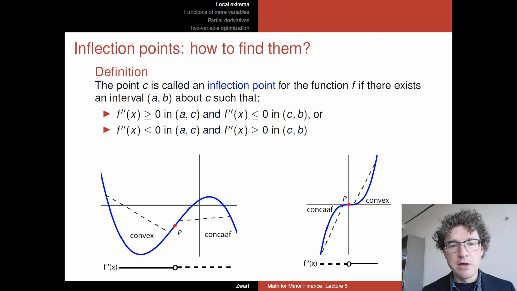So how would we find those? Well, an inflection point is the point at which the function changes from convex into concave or vice versa. So basically, what does this mean? It tells us it's the point at which the second derivative changes from plus to minus, like here, or from minus to plus, like here. So the point at which the second derivative is zero, and indeed the sign of the second derivative changes, would be one of those inflection points. That's basically the definition.